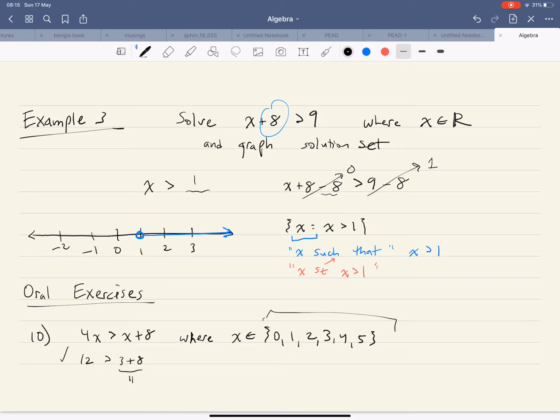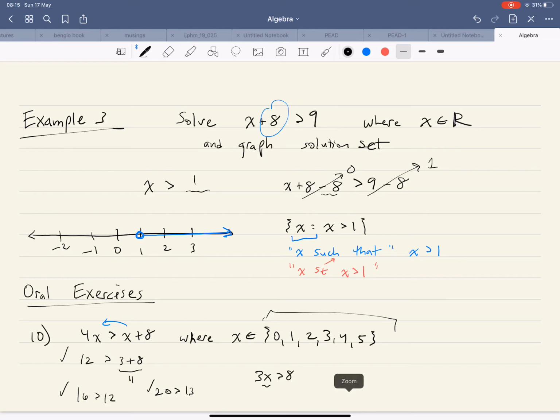And then if I looked at 4, well, that's 16 greater than 12. Indeed, that's true. If I looked at 5, well, that's 20 greater than 13. That's also true, right? That was the tedious way of doing it. The not so tedious way is saying, hey, I want to bring this x over to this side so all my x's can be together. When I do that, I wind up with 3x greater than 8.